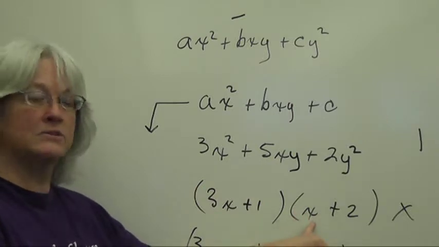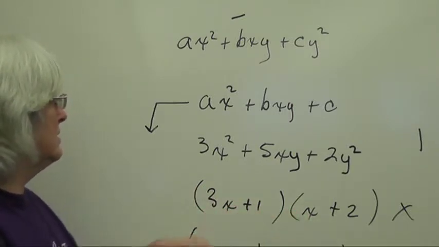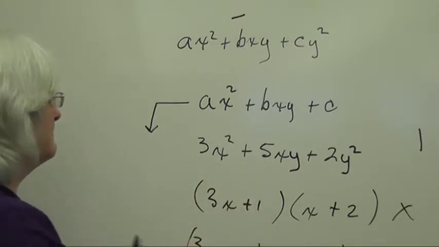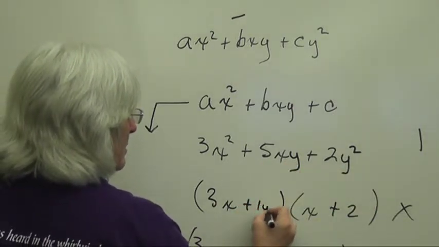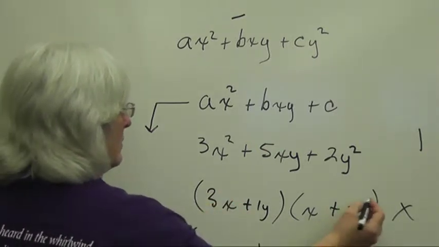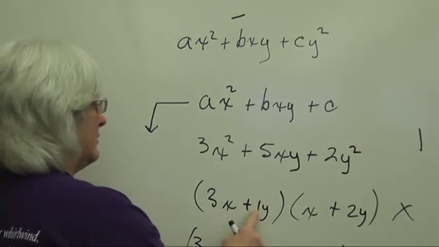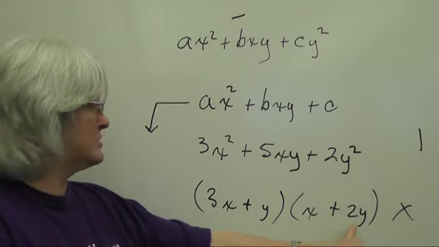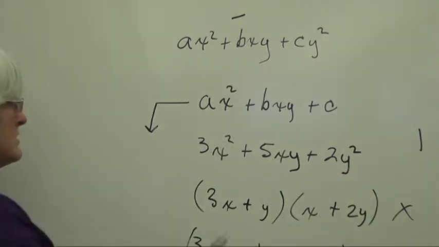3x times x gives us 3x squared, right? But we also have to have this xy. What's going to give us 2y squared when we multiply together? 1y times 2y. Of course, we don't need that 1. And what is y times 2y? Well, you get your 2y squared. So let's see what happens.